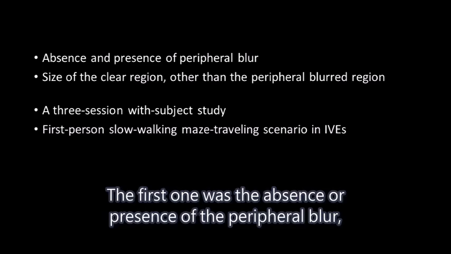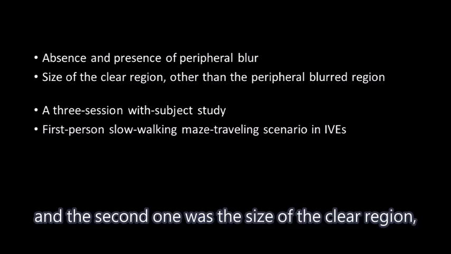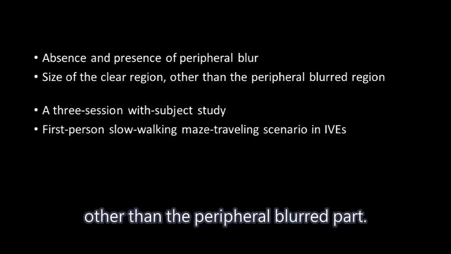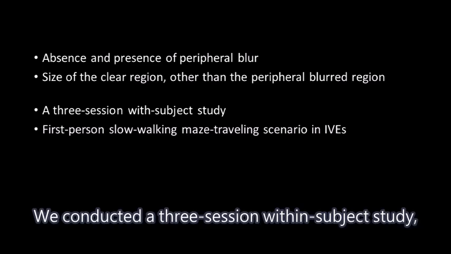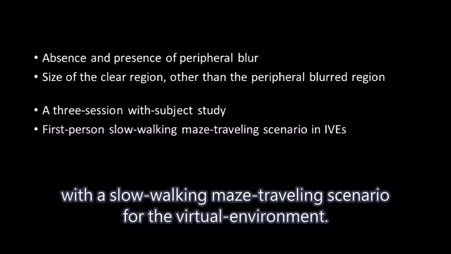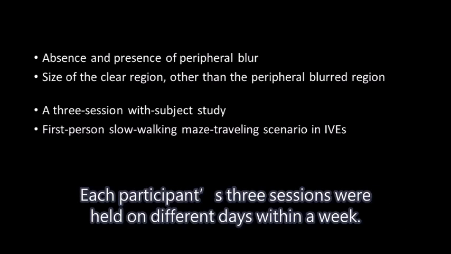The first one was the absence or presence of the peripheral blur, and the second one was the size of the clear region, other than the peripheral blurred part. We conducted a 3-session within-subject study, with a slow-walking maze traveling scenario for the virtual environment. Each participant's 3 sessions were held on different days within a week.